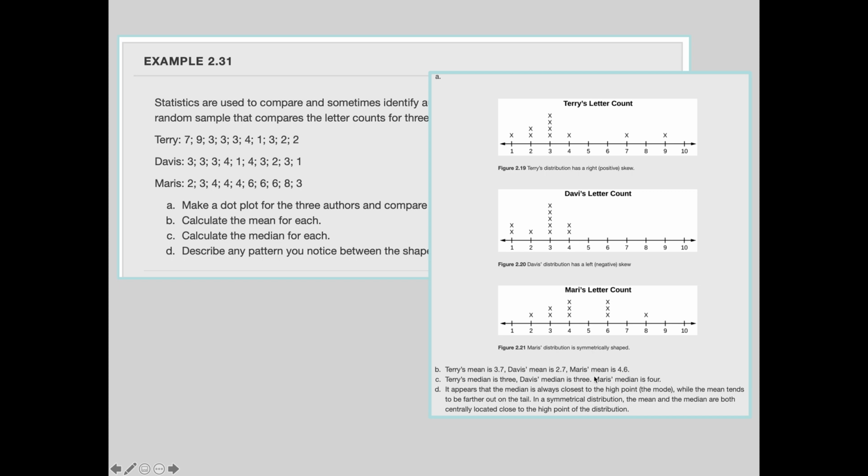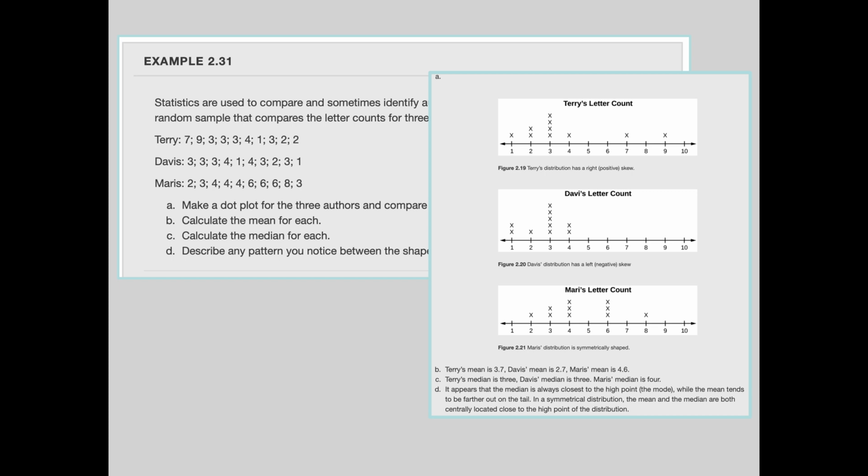Terry's mean is 3.7. And look, this means there's 1 1, there's 2 2s, there's 3 3s, 1 4, 1 7, and 1 9. So I just do 1 plus 2 plus 2 plus 3 plus 3 plus 3, or just plus 12 because 3 times 4, plus 4 plus 7 plus 9. Add them up, divide by how many there are, and that gives you the mean. Terry's is 3.7. Davy's is 2.7. Okay? And Mari's is 4.6.